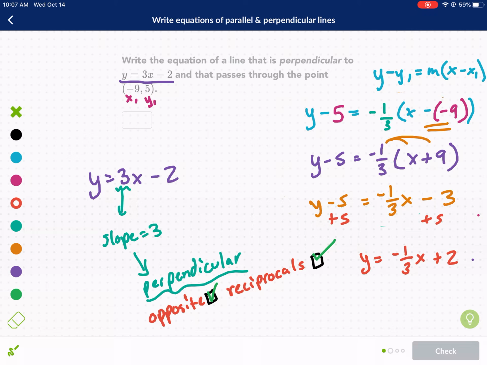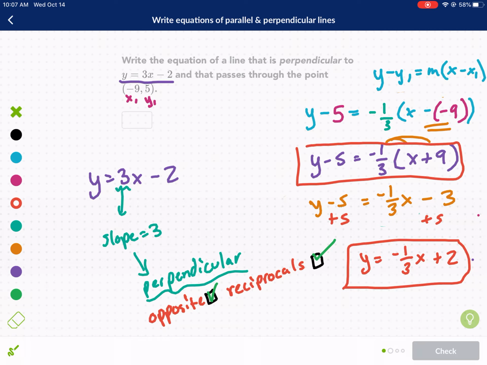I'm guessing it wants us to put it into slope-intercept form, but technically this is also correct. This is in point slope form, which is another valid way to express an equation. Okay, this is slope intercept. I'm guessing Khan Academy wants it in slope intercept form, so go ahead and convert it by getting the y by itself, which really isn't that bad in my opinion. So y equals negative 1/3 x plus 2.